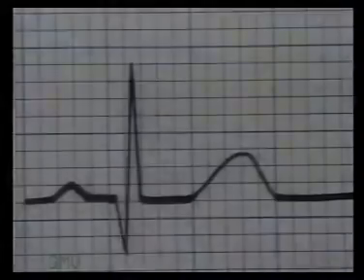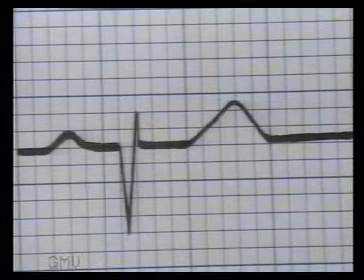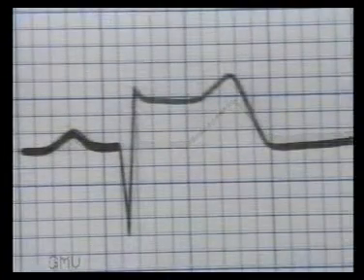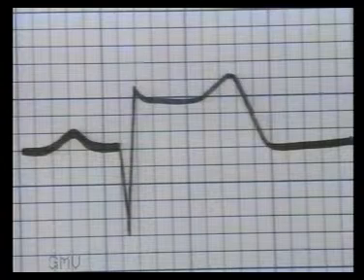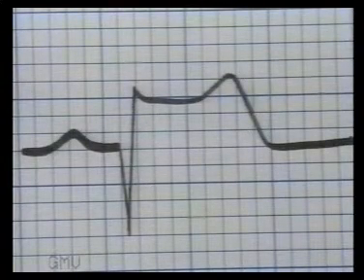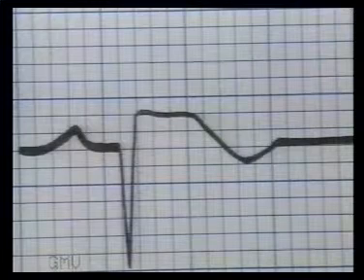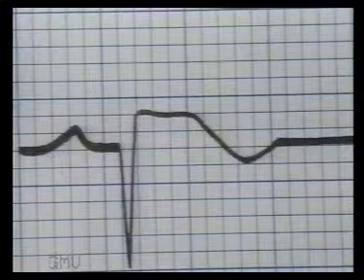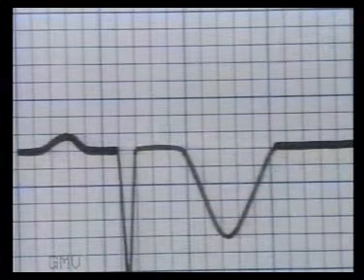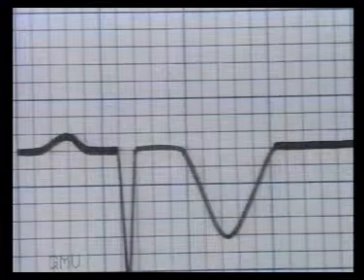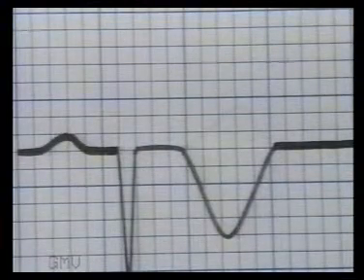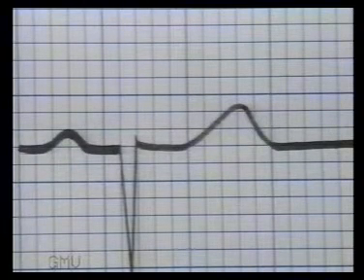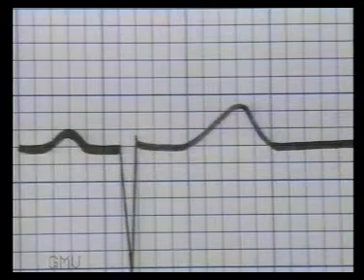Now let us see the same changes in a lead with negative QRS complex. This is ST segment elevation with upright T wave on the first day. This is ST segment elevation with inverted T wave during the first week. Now a QS complex is formed with deeply inverted T wave during second and third week. And this is the picture after 3 months, where the T wave has become upright and only a deep QS complex persists.